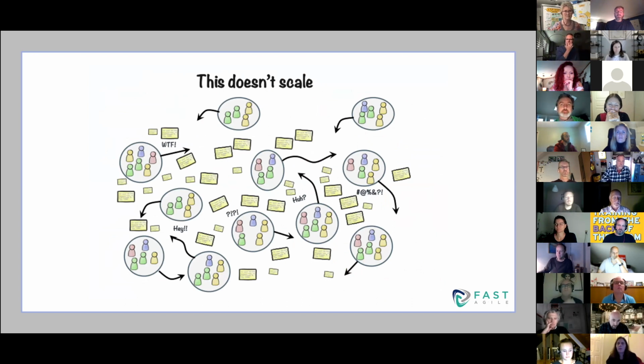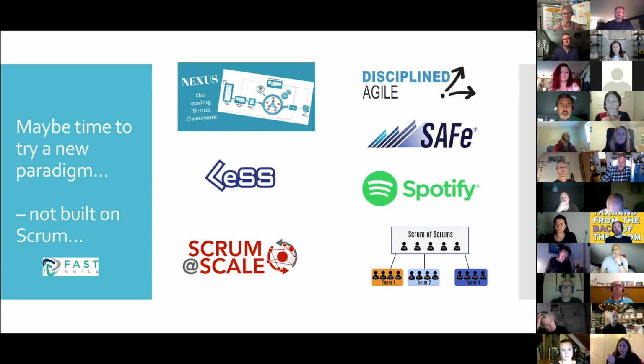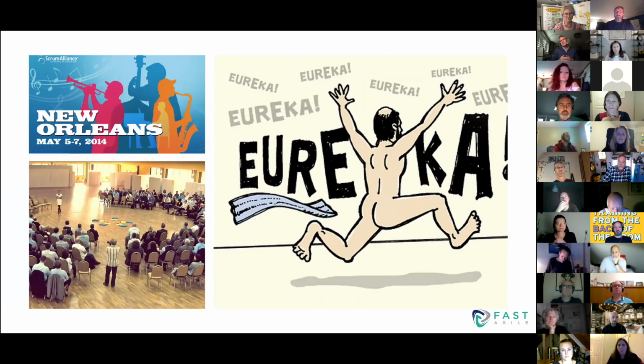So maybe it's time to try a different paradigm that isn't built on Scrum. We've said Scrum doesn't scale on its own. We have to do something else. And here's some examples of things that we can try. But maybe there's a way of not using Scrum, and by moving away from Scrum, it might actually make the scaling question easier. So this was the state of mind I was in 2014.